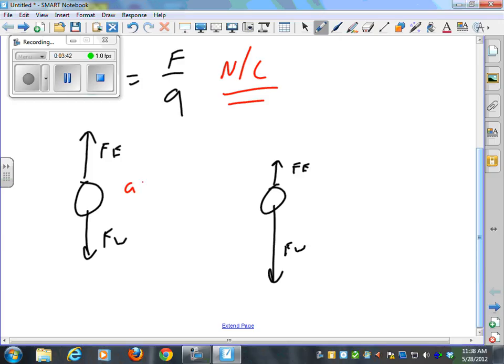This is when the acceleration is 0. This is when the acceleration is either positive or negative, right? And really, those are simply problems that we've done in the past, it just literally turned sideways. It's different names to the forces.